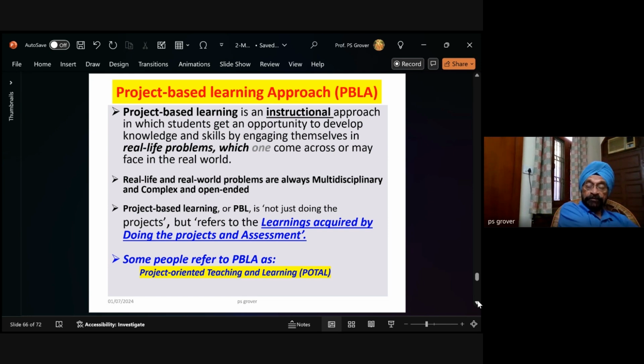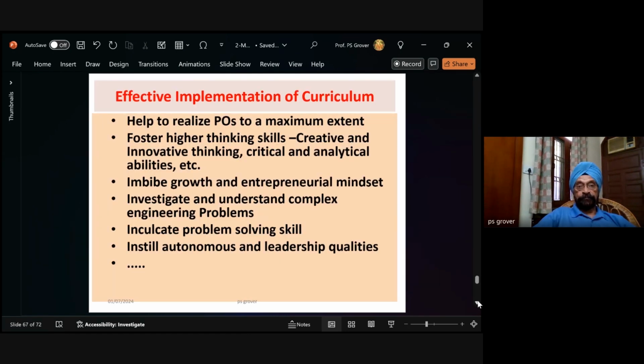Please see here what I'm saying about curriculum design. In curriculum design, project-based learning is an instructional method. तो इसलिए मैं आपसे ये शेयर कर रहा हूँ.